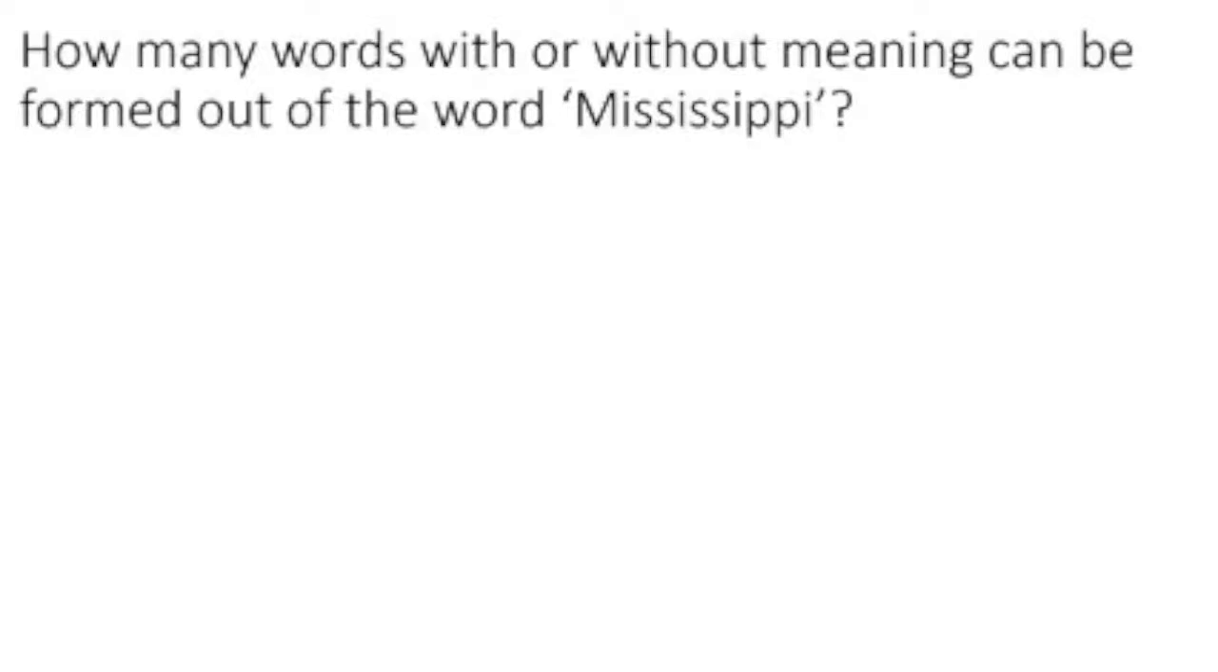Guys, up to now we have never seen this kind of problem here. So we will be discussing it now. In how many words, with or without meaning, can be formed out of the word Mississippi? Mississippi means, look at here, how many letters are there and how many are unique. M has only one letter. I is repeated how many times? 4 times here. S is repeated how many times? 4 times. P is repeated how many times? 2 times here. So is there anything else we missed out? Check it.